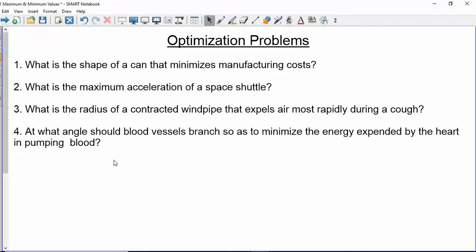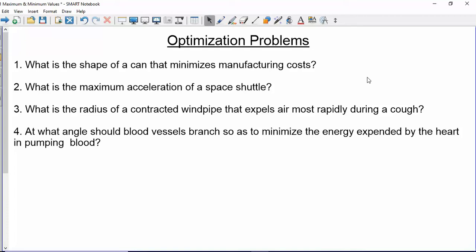And this is going to lead us into this idea of optimization. So optimization is just finding the highest or lowest. And we've kind of done some of this already, but some questions that we are working towards being able to solve is, what shape of a can would we need to minimize your manufacturing costs? If you're going to make something, you want to minimize your costs in doing that.